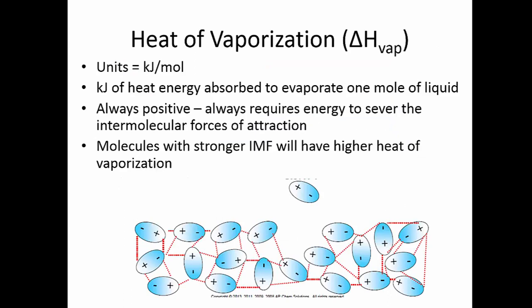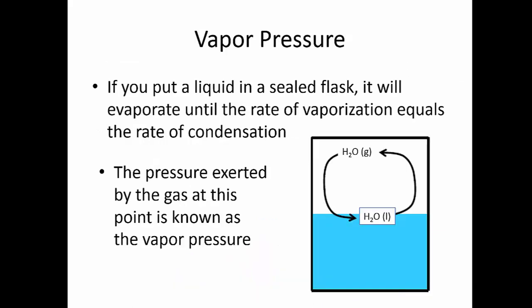Okay, so the heat of vaporization. This is something that's measured in kilojoules per mole, and what it represents is the kilojoules of heat energy required to evaporate 1 mole of liquid, so to turn 1 mole of liquid into a gas. This is always a positive value, so it always requires energy to overcome those intermolecular forces of attraction, and molecules with stronger intermolecular forces will have higher heats of vaporization because they have greater forces to overcome, so it's going to require more energy to separate those molecules.